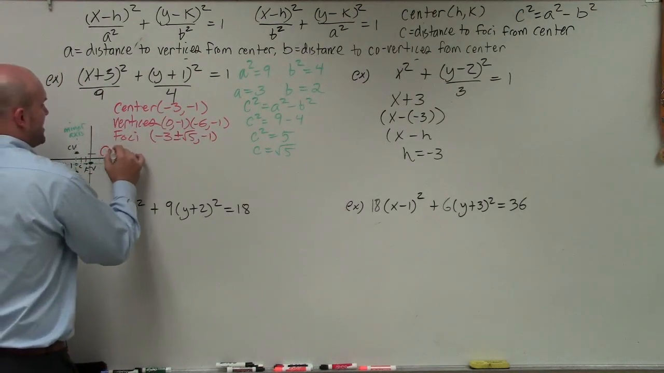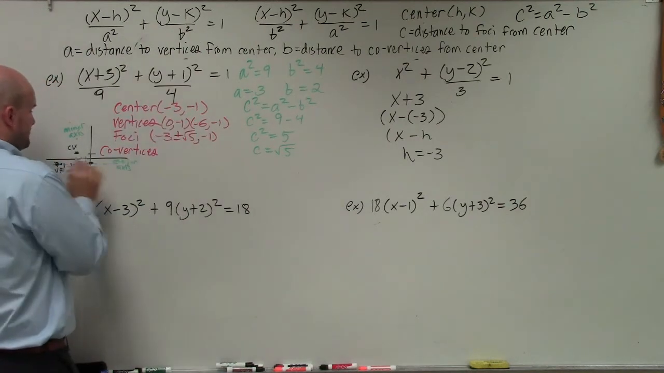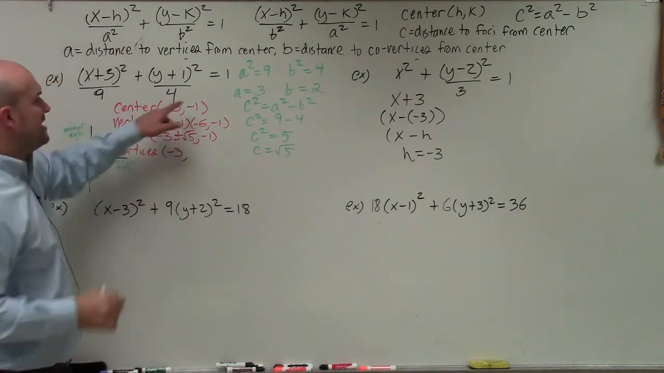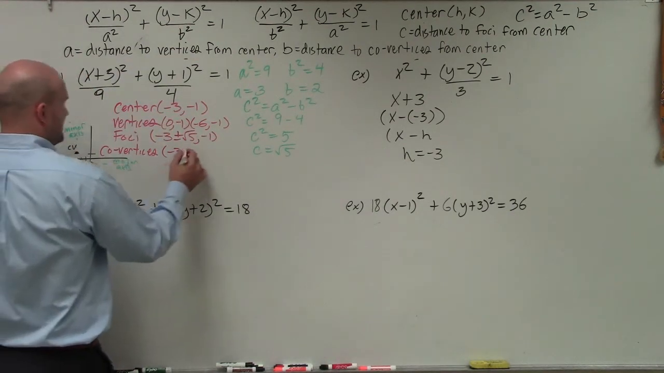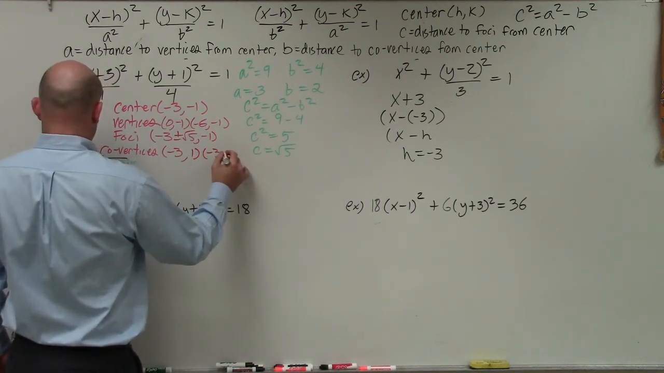And then lastly, my co-vertices, those are going to be up and down. So therefore, the x-coordinate of my center remains the same. But from negative 1, I'm going to go up 2, and I'm going to go down 2. So therefore, that's going to be negative 3, positive 1, and negative 3, negative 3.